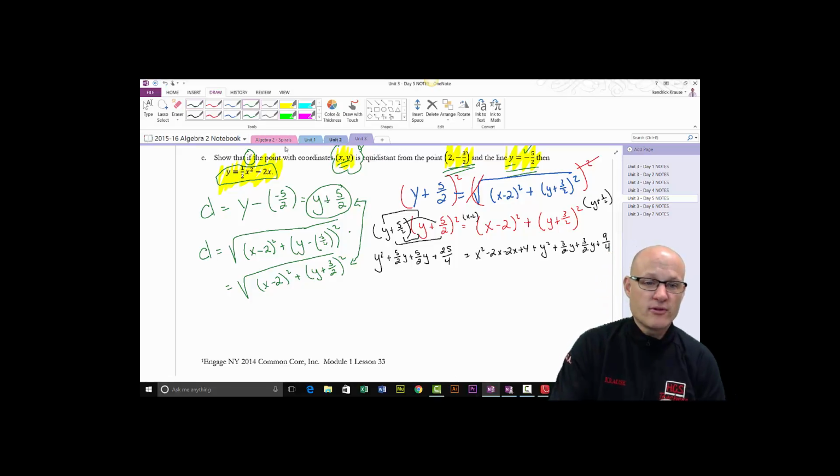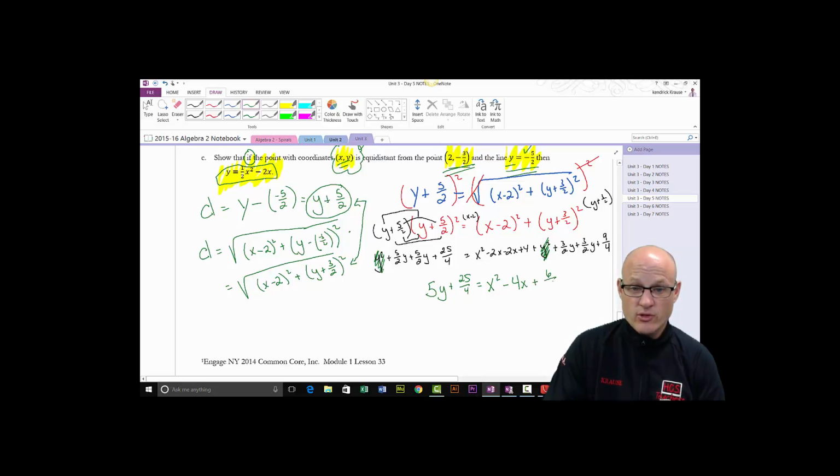All right, so let's start getting rid of stuff. I can get rid of the y squares. Let's clean it up then. We've got 5 halves and 5 halves, which is 10 halves. 10 halves is 5y. So it's 5y plus 25 over 4 is equal to x squared minus 4x plus 6 over 2. Oh, wait, 6 over 2, that's 3. That's 3y. So when I combine these two, it's 6 over 2, which is just 3y, plus 9 over 4.